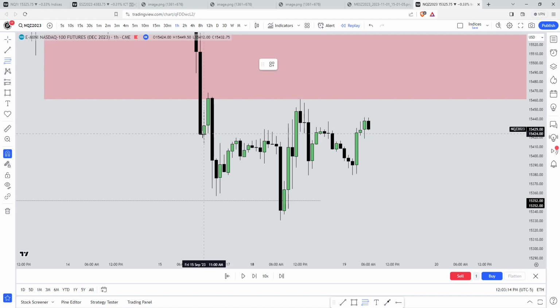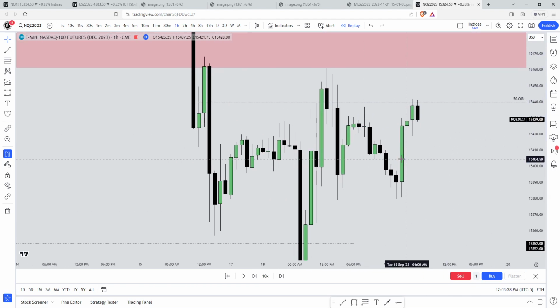So I can mark out the opening price of that, or I can mark out 50%. That's also going to be a key level. That is the mean threshold of the order block, or 50%. When price trades back to there, this is a PD array on the 1 hour that I could start to look for bearish setups out of.